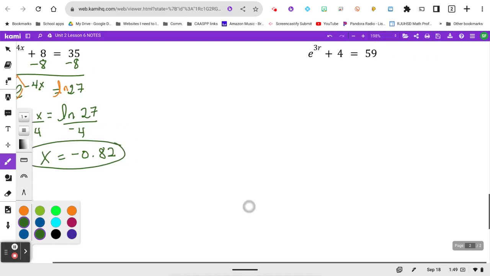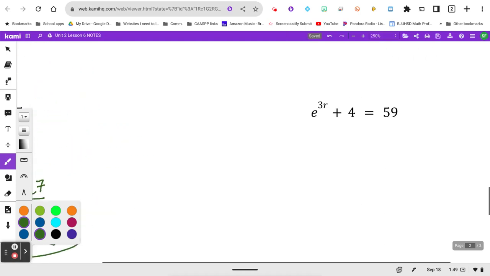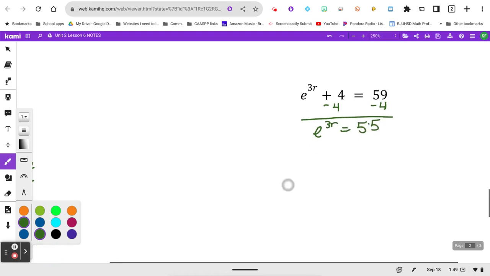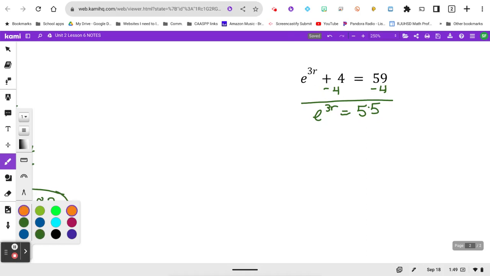Okay. Same concept for the next one. It likes to move. Minus the 4 on both sides. We get e to the 3r equals 55. We're going to do natural log, and that will get rid of that. And so we get 3r equals natural log 55, and we want r by itself, so we're going to divide both sides by 3.